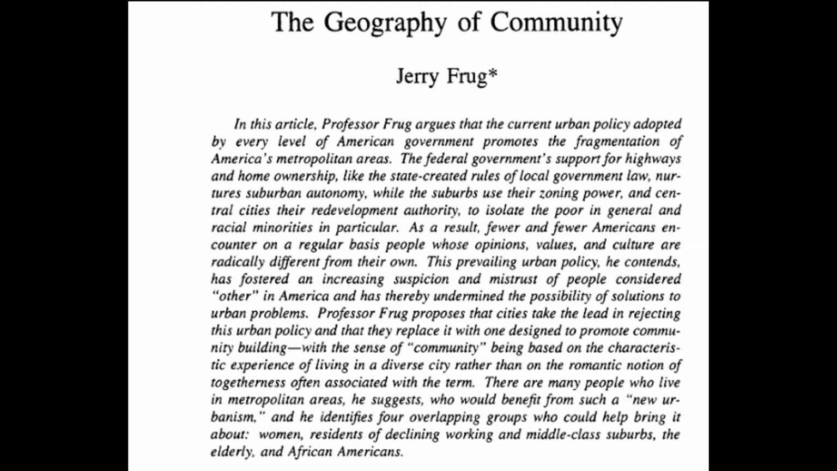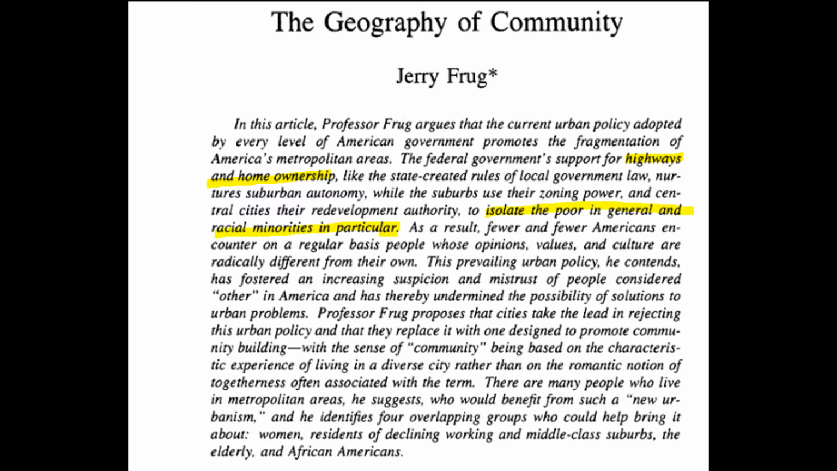It was a bit of a struggle to find images relating to the stuff on that last slide. I did find this, well, I'm a bit of a nerd and I like reading research. So this is a research article from a journal. Talks about the geography of community. I just want to skim read some of this stuff here. So it's a US thing, but it has some really interesting things to say. Here we go. So the federal government's support for highways and home ownership isolates the poor and racial minorities in particular.